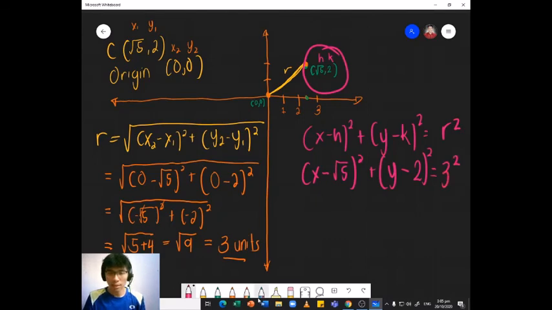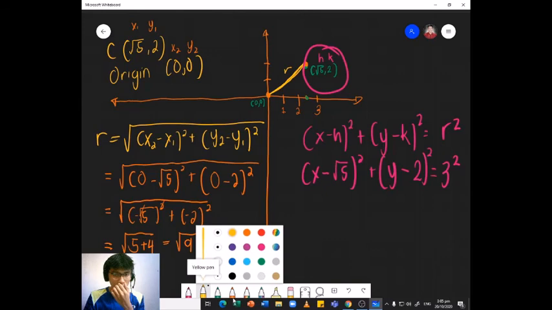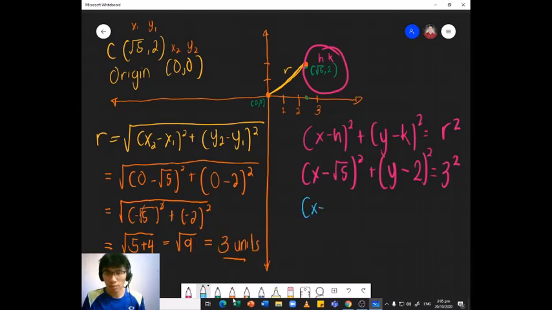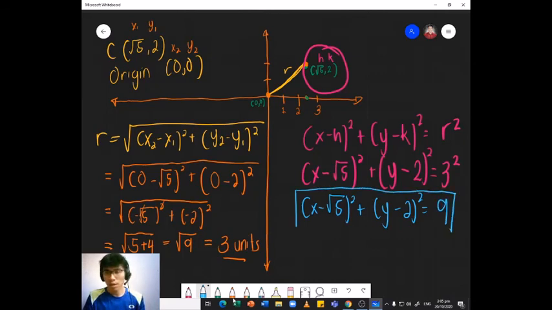And let's try to simplify this one out here. Okay, wait for a while. Let's use color blue. Okay, there you go. So simplified, it will become x minus square root of 5 squared plus y minus 2 squared is equal to 3 squared, that is 9. Therefore, this is now the standard form of this problem, or the equation of our circle.